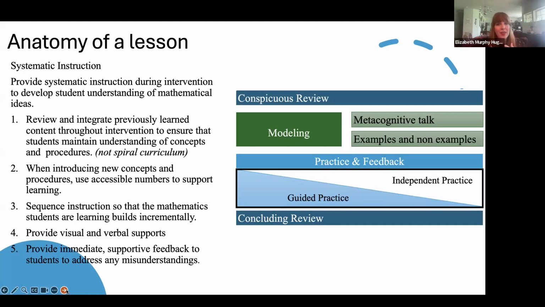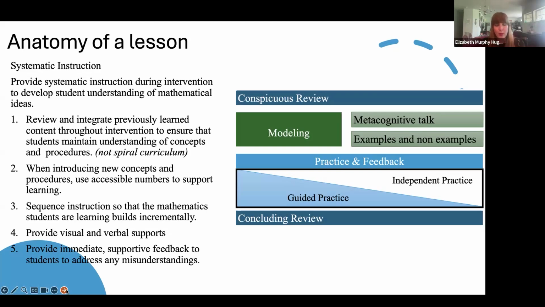Okay. And then there's modeling. So, modeling is demonstrating, sharing metacognitive talk, sharing examples, sharing non-examples, but it isn't just telling students what to do.